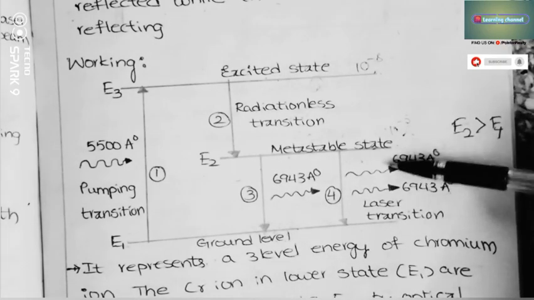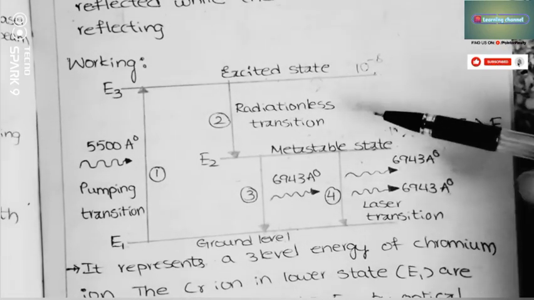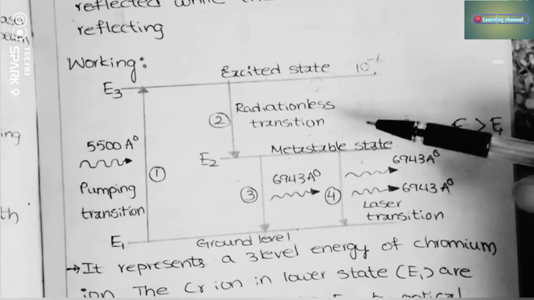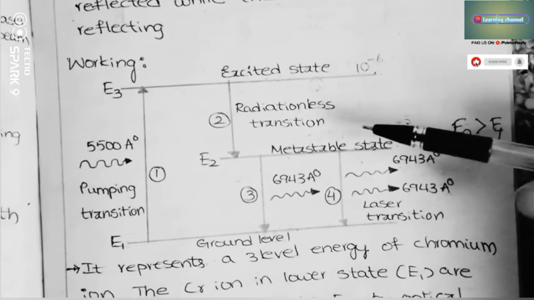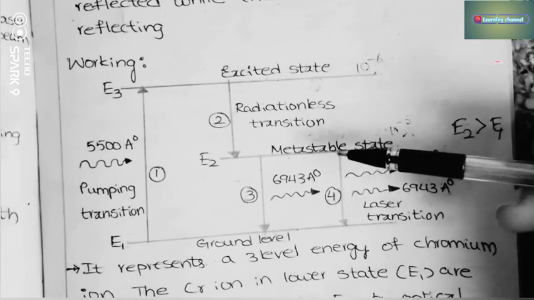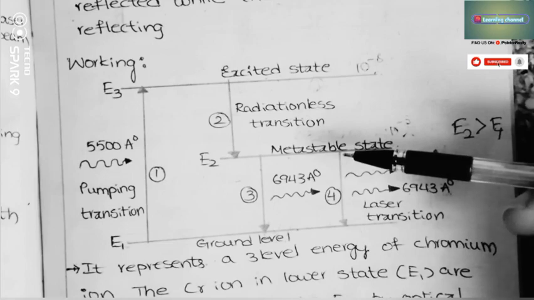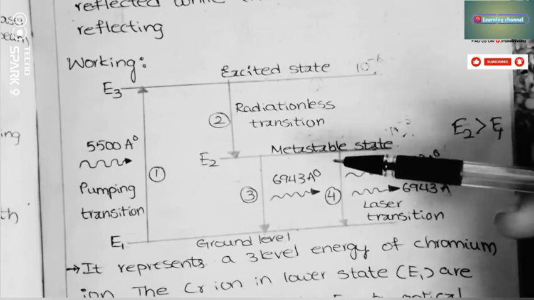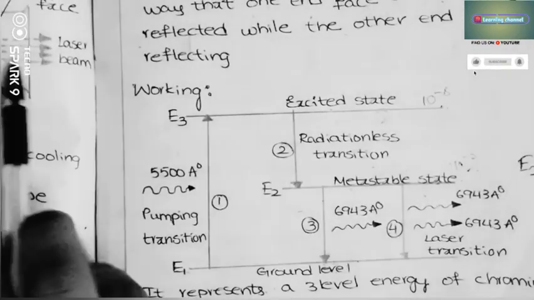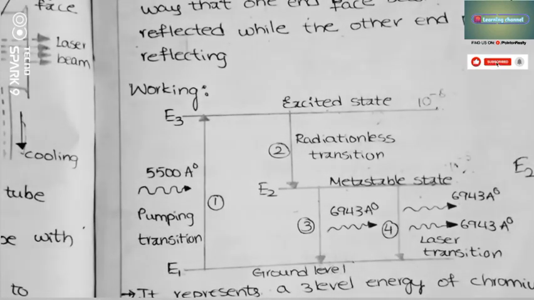Again these two photons trigger another two chromium ions and produce 4. Again that 4 will produce 8. So in that manner the light amplification takes place. After light amplification takes place, at a certain value it will reach the maximum value. At that time it will appear as a laser beam. In this way the process goes on.